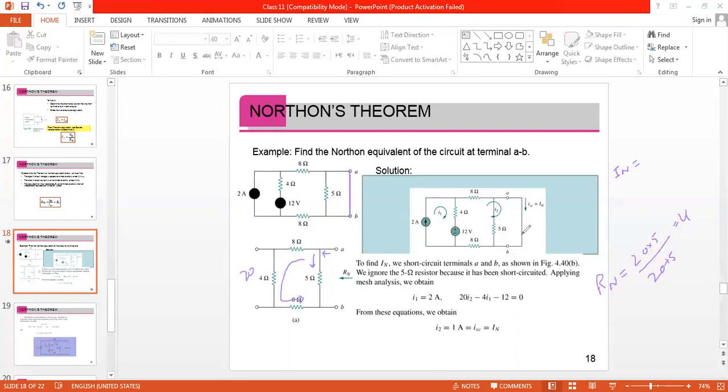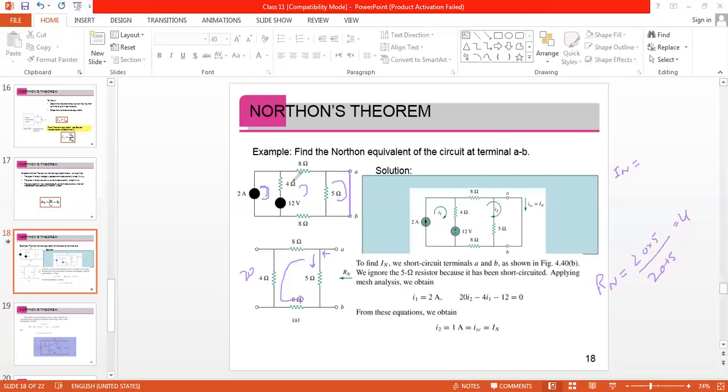Now you can apply the mesh analysis to find the current through this load, which will be equal to the IN. Now if you look at this circuit, at first you might say that there are three meshes. The first one is here, the second one is here, and the third one is here. But in fact, there are only two meshes. There are not three meshes here. The first mesh is this one.